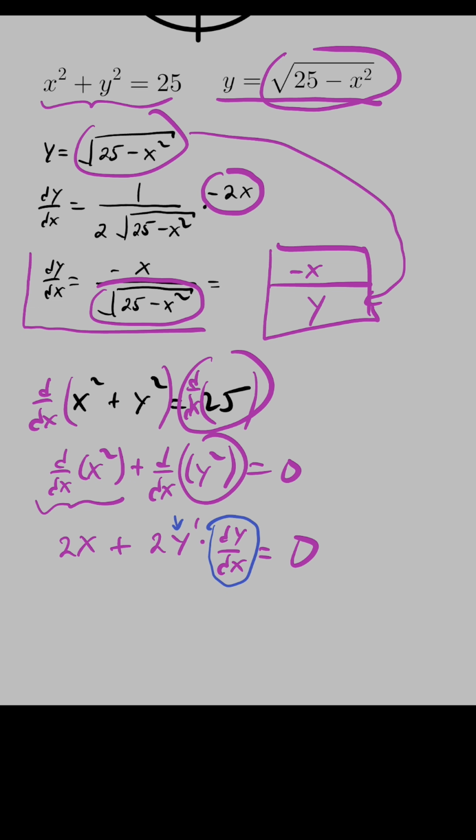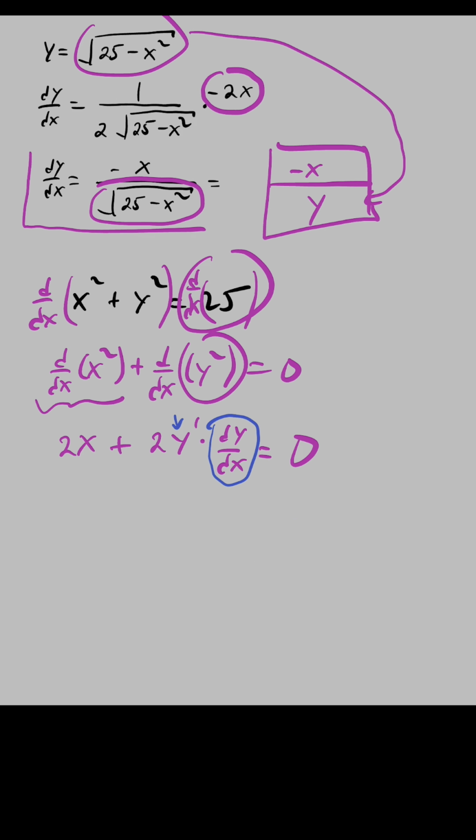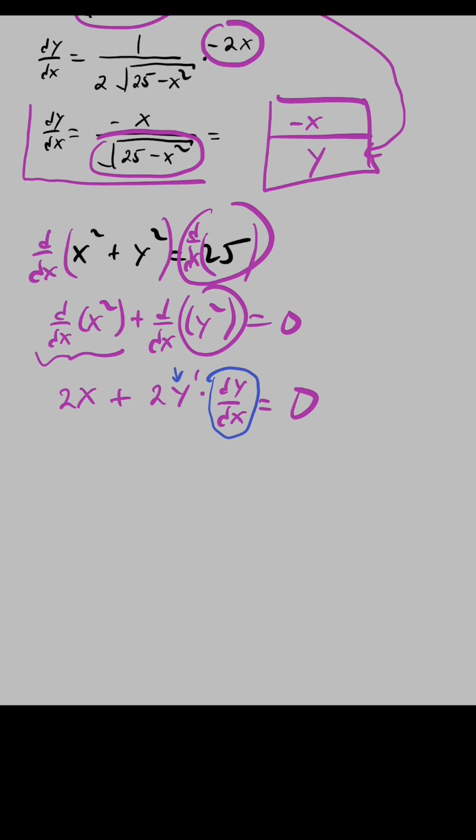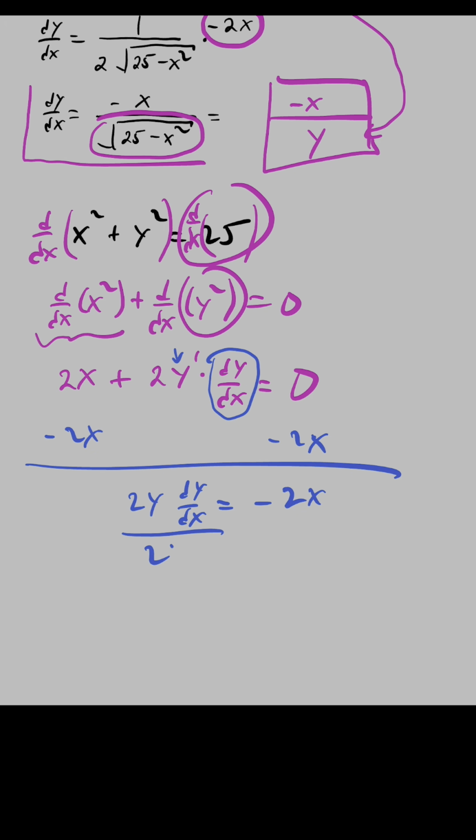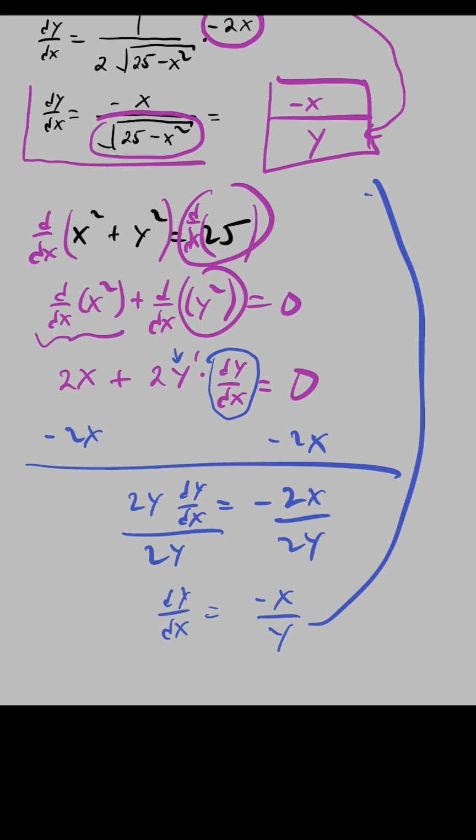I mean, I do in this case because I had solved for it already, but generally speaking, I wouldn't. So what I end up with now is I'm just going to solve for dy dx as if it were another variable. So I'm going to subtract 2x off both sides, and now I have 2y dy dx is equal to negative 2x, and now I'm going to divide by 2y, and I end up getting dy dx is negative x over y, just like we said it would be.